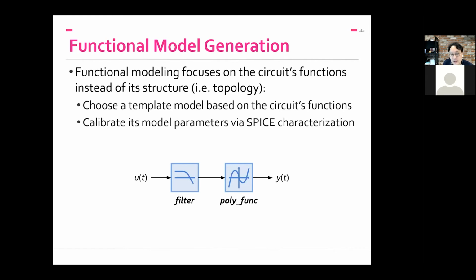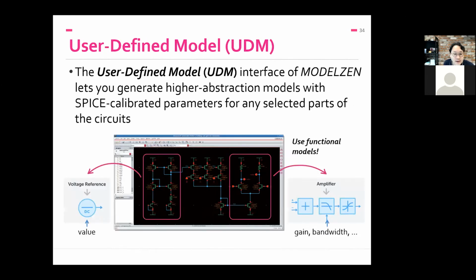Then the next step is you calibrate the parameters used by this template. For example, the gain and bandwidth used by the filter and the DC characteristics described by this polynomial function. And you do that by characterizing the original circuit using SPICE and then annotating that information in this template. Can we do this in Model Zen? To do that, we introduced an interface called user-defined model. It allows you to generate these higher abstraction models using the same flow of Model Zen.